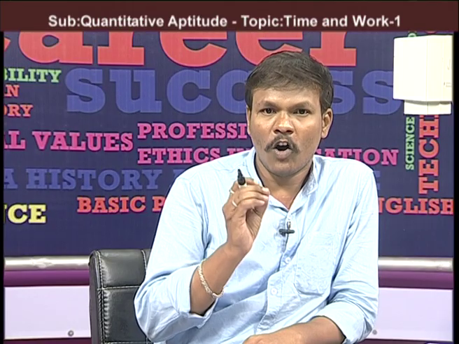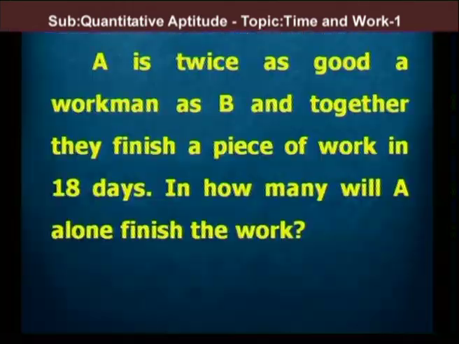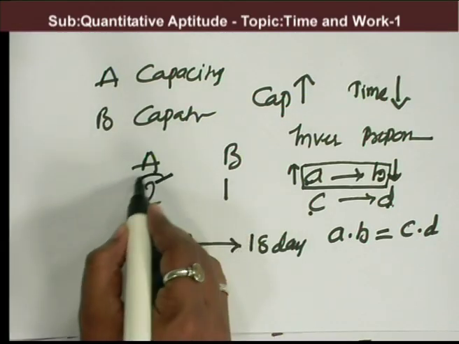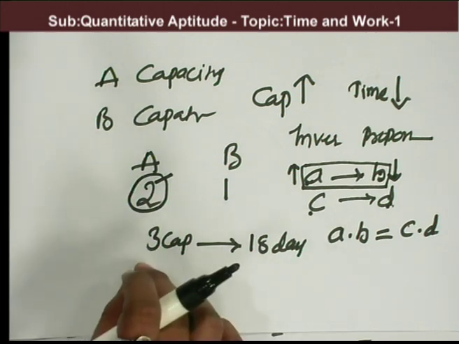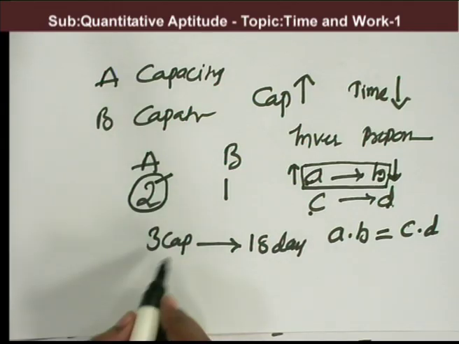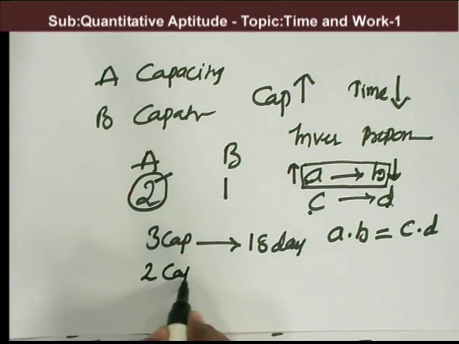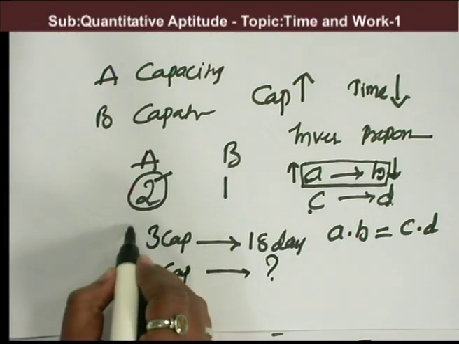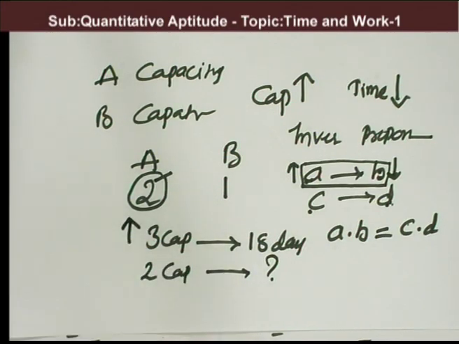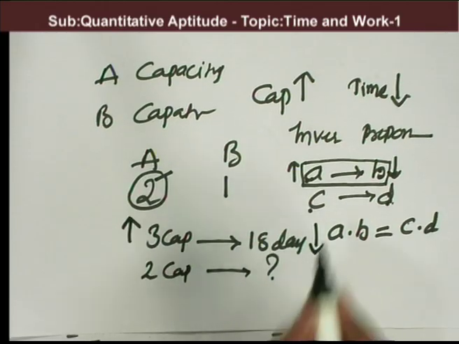The question is, in how many days will A alone finish the work? So, A alone finishes the work in how many days? What is A's capacity? A's capacity is 2 parts, and in the question it is given that 3 capacities of work are completed in 18 days. So, 2 capacities of workmen complete it in how many days? You have to remember that it is inversely proportional: as capacity increases, days decrease.